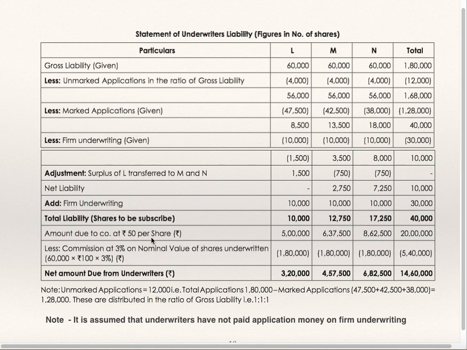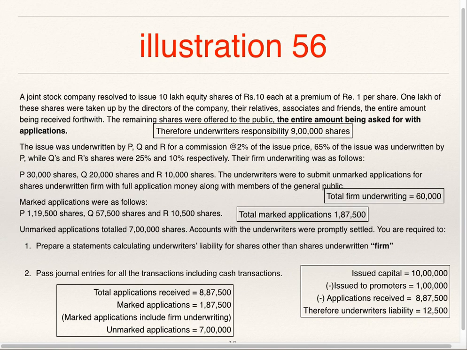And they have considered only application money, allotment money is also not taken into consideration. So you can do it on your own and go through the previous answers so that you'll come to know how it is to be done and pass the journal entries accordingly. Now go to illustration 56.